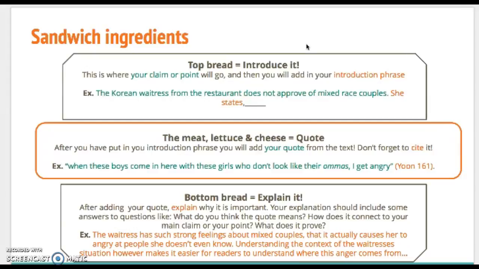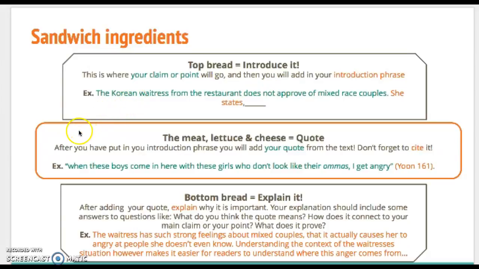So this is where your claim or point will go, and then you will add your introduction phrase. So for an example, the Korean waitress from the restaurant does not approve of mixed-race couples, she states. So in green here is our claim or our point that we are making in this paragraph, and then our introduction phrase is in orange.